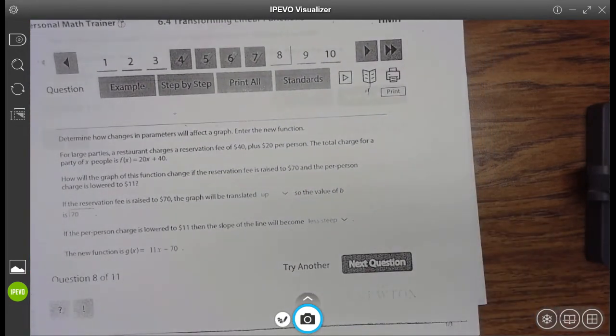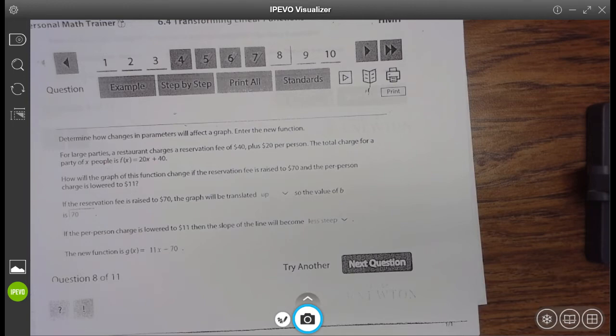All right, next example. Determine how changes in parameters will affect the graph. Enter the new function. For large parties, a restaurant charges a reservation fee of $40 plus $20 per person. The total charge for a party of x people is f of x equals 20x plus 40. How will the graph of the function change if the reservation fee is raised to $70 and the per person charge is lowered to $11?